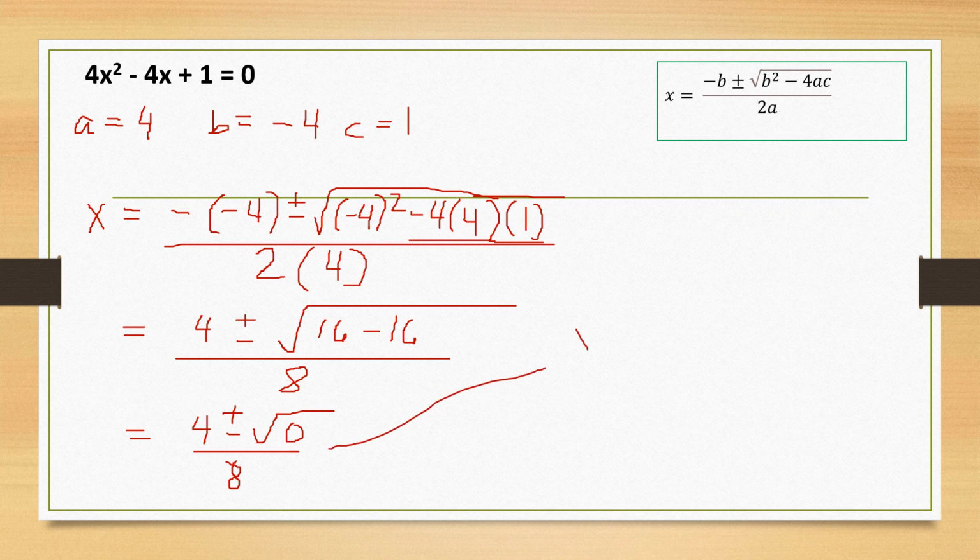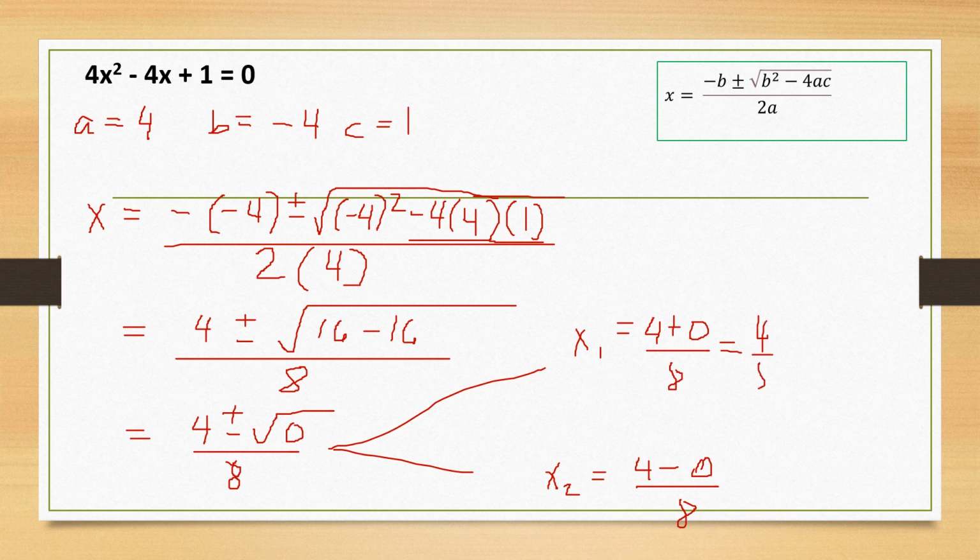So for our x sub 1, we have 4 plus 0 all over 8. For x sub 2, we have 4 minus 0 all over 8. Let us simplify. 4 plus 0 is equal to 4 over 8. In simplest form, that will be 1/2. For x sub 2, 4 minus 0 is 4 over 8. In simplest form, that will also give us 1/2.